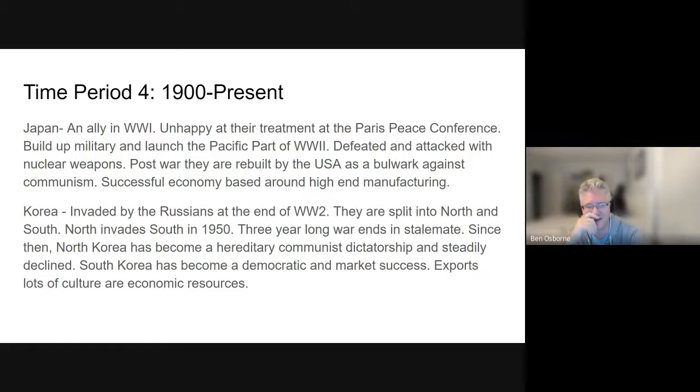It was huge. Korea, on the other hand, was invaded by the Russians at the end of World War II. They are split into North and South. The North invades the South in 1950, and this is all the Kim family and their hereditary communist dictatorship. That 3-year Korean War ends in a stalemate. We basically push them back across the original line. Since then, North Korea has become this hereditary communist dictatorship and has steadily declined over the long run. North Korea has famines all the time. They pump all their money into the military to help keep themselves safe, and it's pretty bad.